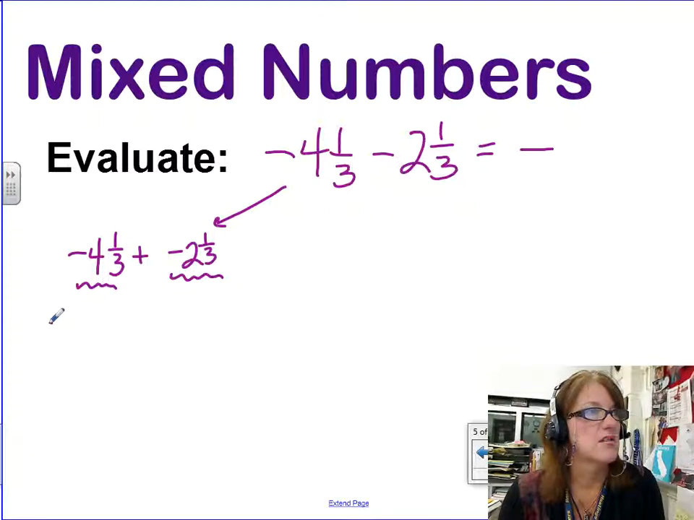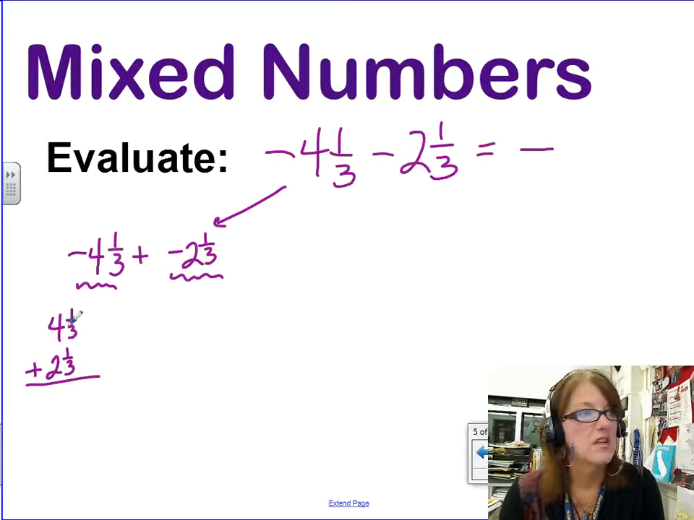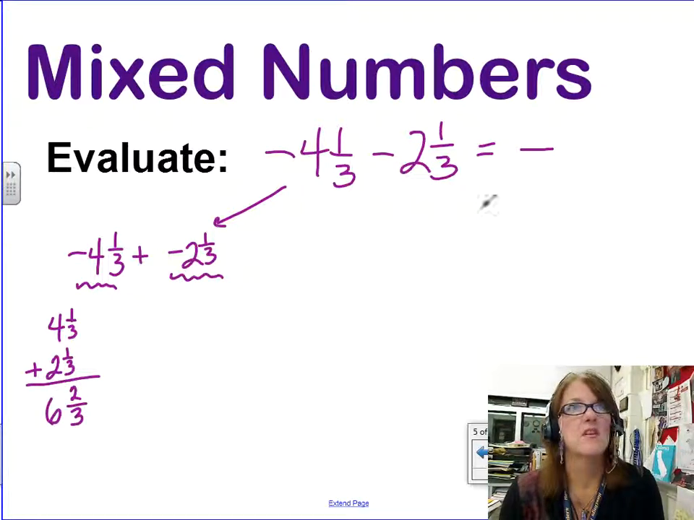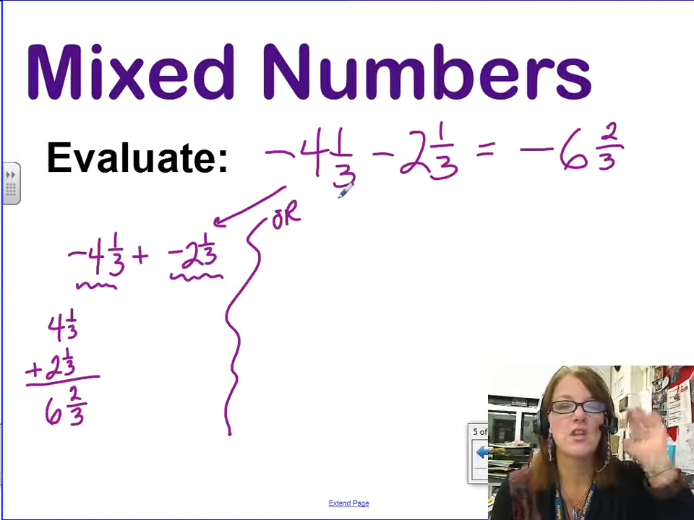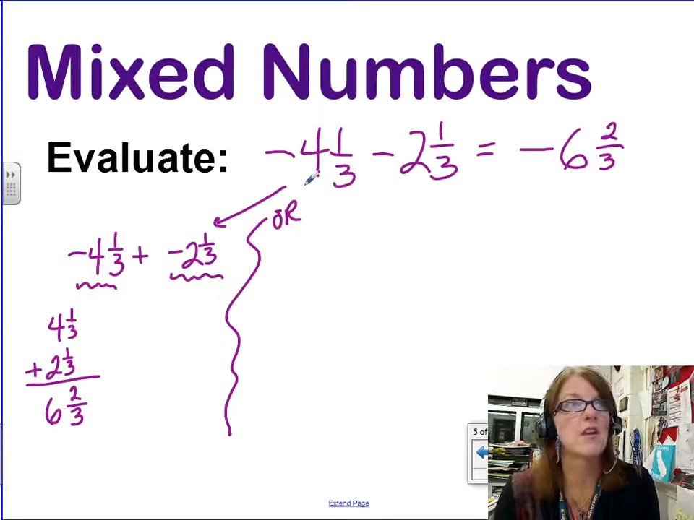Okay, so take the 4 1/3 and the 2 1/3 and simply add those together. Common denominator, that's good. Add the fractions, add the whole numbers. There you go. Knowing that my final answer is negative. Okay, or you could think of it this way. Some people would rather just change everything into an improper fraction and go from there. So let's look at this.